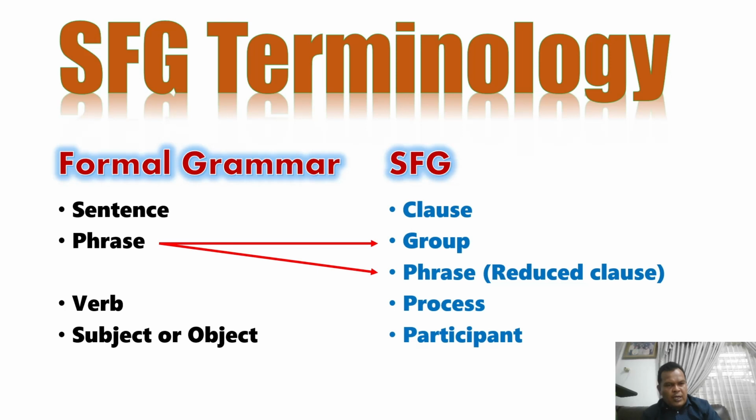Next, verb. Verb is introduced as a process in SFG. So whatever kinds of verbs you have in formal grammar, they are called process in SFG. And the other one is the terms subject or object. In SFG, they are called participants. So you don't say subject as the doer, for example. You don't call subject the element that begins a sentence in formal grammar. They are called participants in SFG.